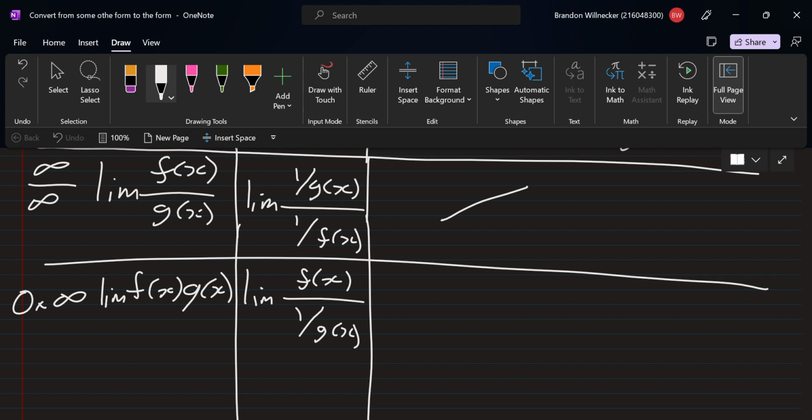Okay. Now, if we want to write this in the form infinity over infinity, we're going to do a similar thing again. But now we know f goes to 0. How do we get it to go to infinity? We need to take 1 over f. So this will be the limit: g can stay at the top, but we need 1 over f in the bottom. Because when f goes to 0, 1 over f goes to infinity, which is what we wanted.